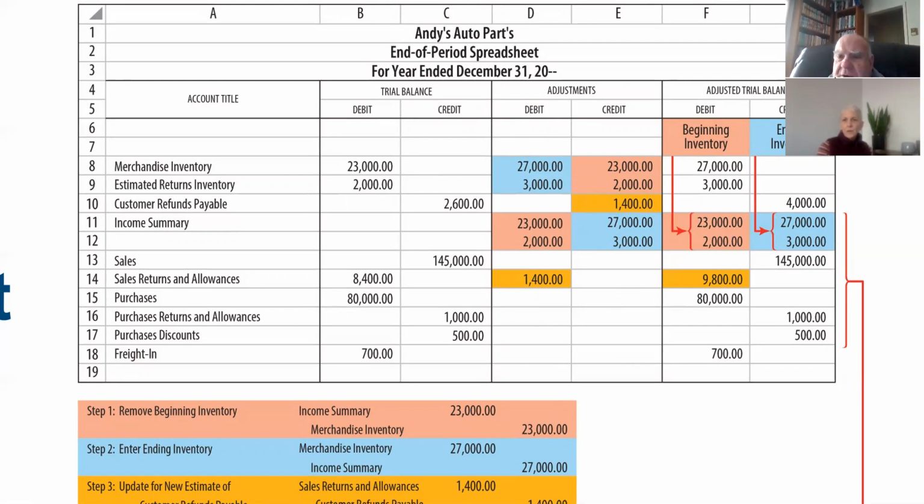The next two columns after the adjusted trial balance, Lori, you're going to see the beginning inventory of 23 and the ending of 27 on two separate lines. And everything else on here is pretty much the same, our sales and sales returns, purchases.